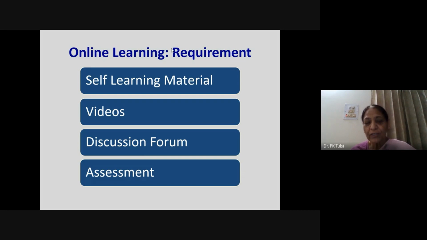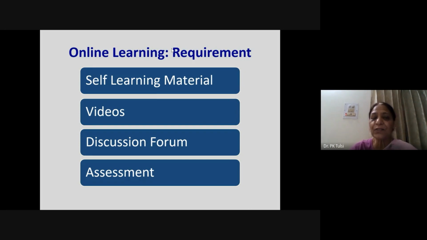So this is how, when you talk in terms of programmed learning, that approach is followed, that you have an input, you have a practice task, followed by the feedback, and then again you have input, practice task, then feedback. So self-learning materials which are self-sufficient is one of the requirements of the online learning environment.